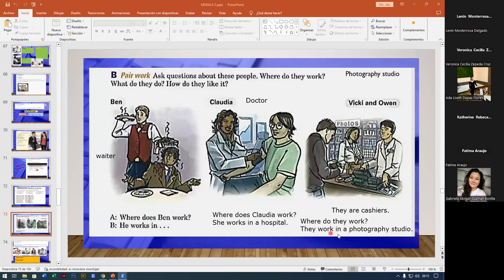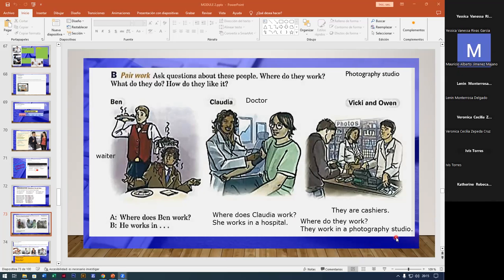Nice one. Ada, continue. They work in a photography studio. Photography studio. Very good job. Nice. Studio. That's all right. Good one. Okay, so we have these questions, right? It investigates the occupation of the person, also the profession. Also, we have the place, and we are going to investigate this one too. Let's see the next part.